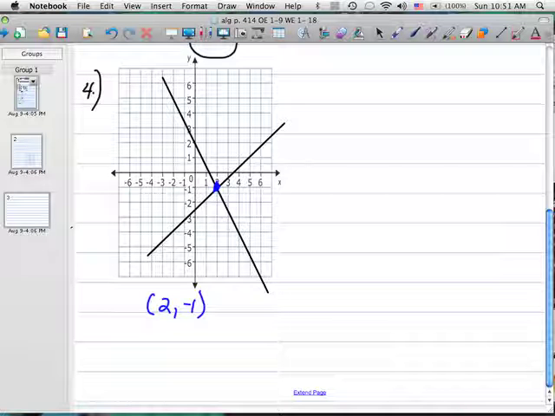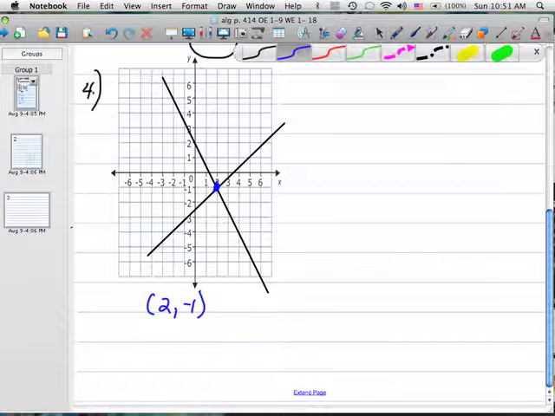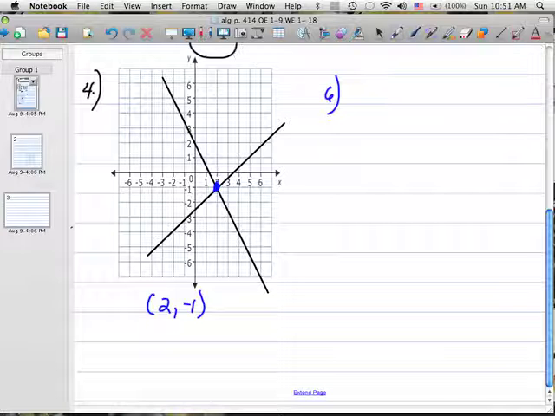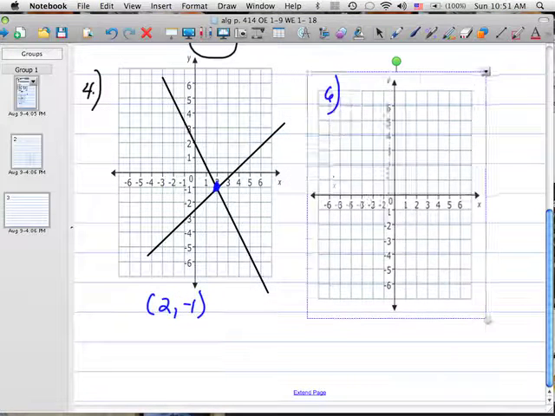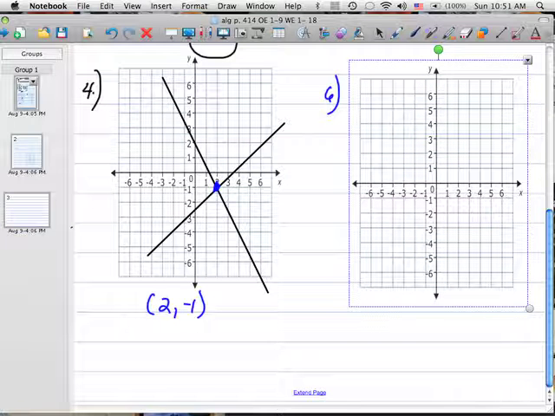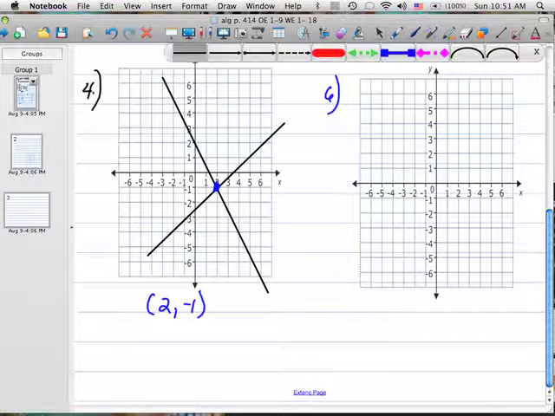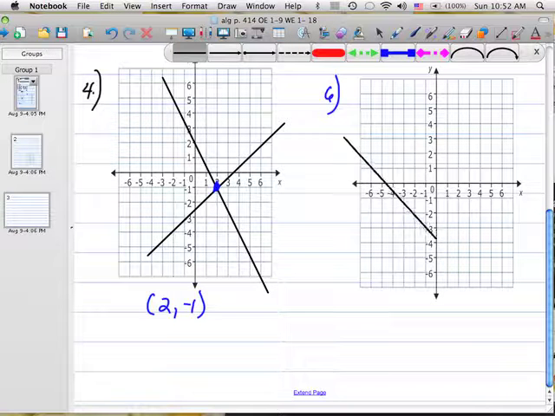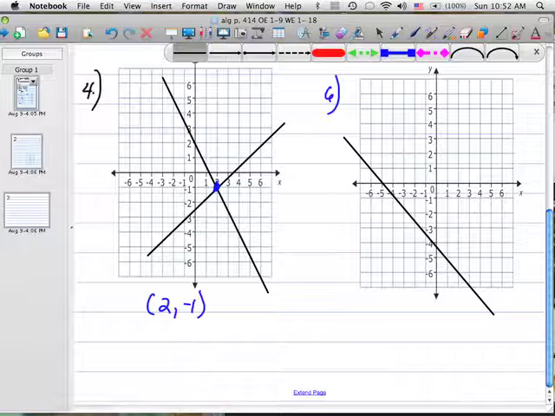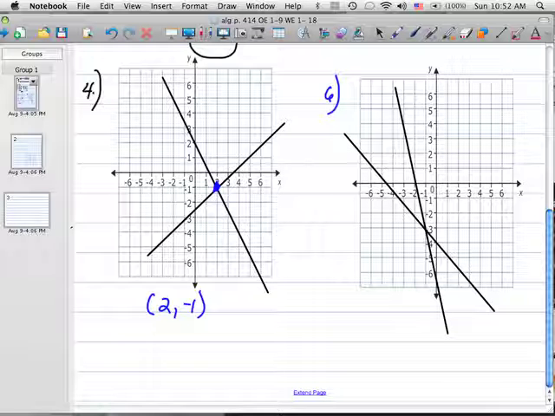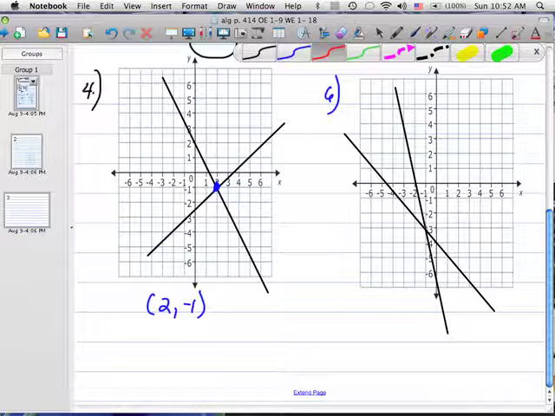Okay, number 6. On number 6, you have these lines drawn on the graph. You have this one, and you have this one. And they intersect at this point, so they have a solution which is -1, -3.